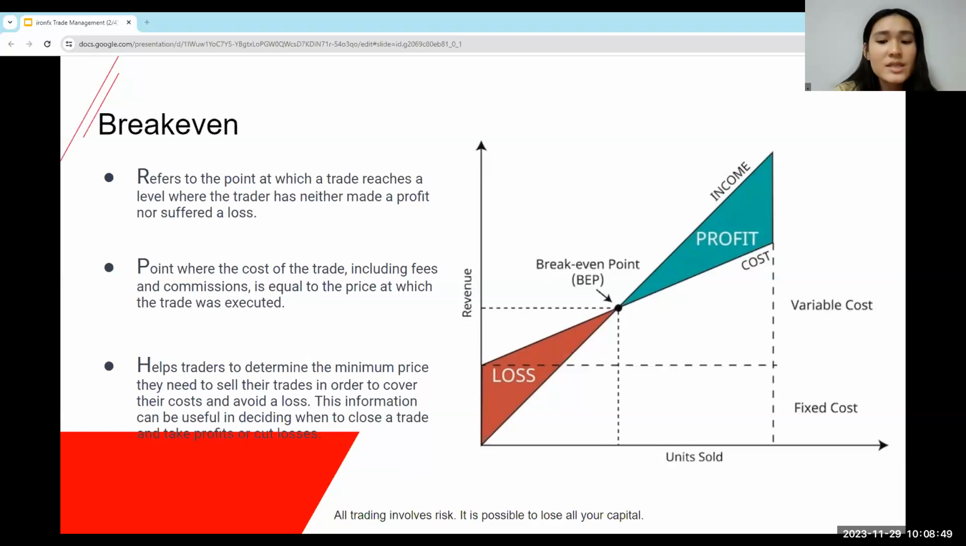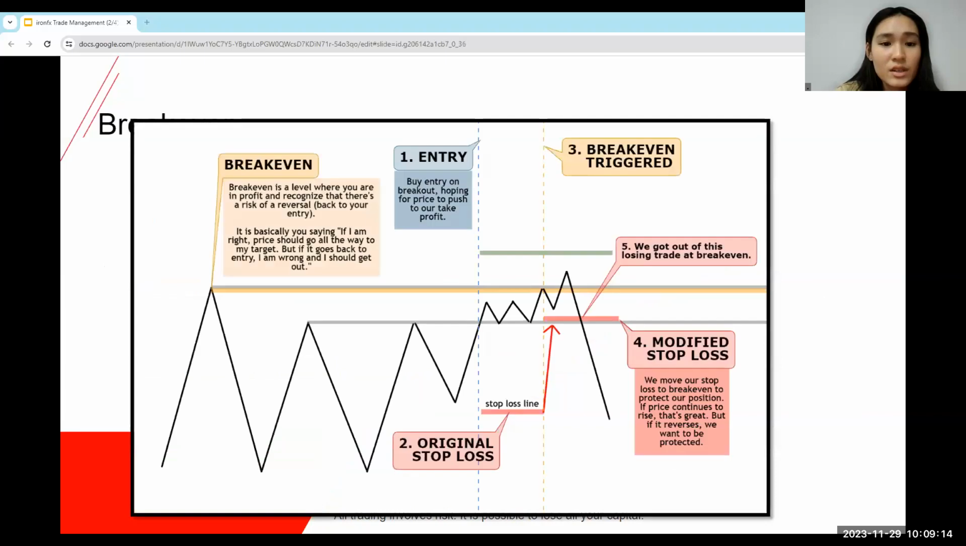So break even is basically a key concept in trading because it helps traders to determine the minimum price that they need to sell their trades at in order to cover their costs as well as avoid a loss. Okay, so it can be helpful when determining when to close a trade and take the profits or cut losses altogether.